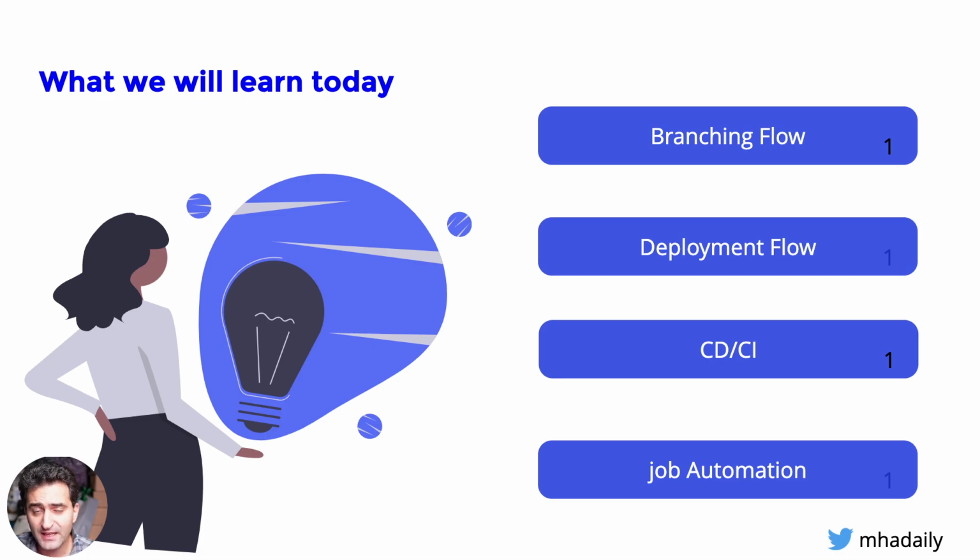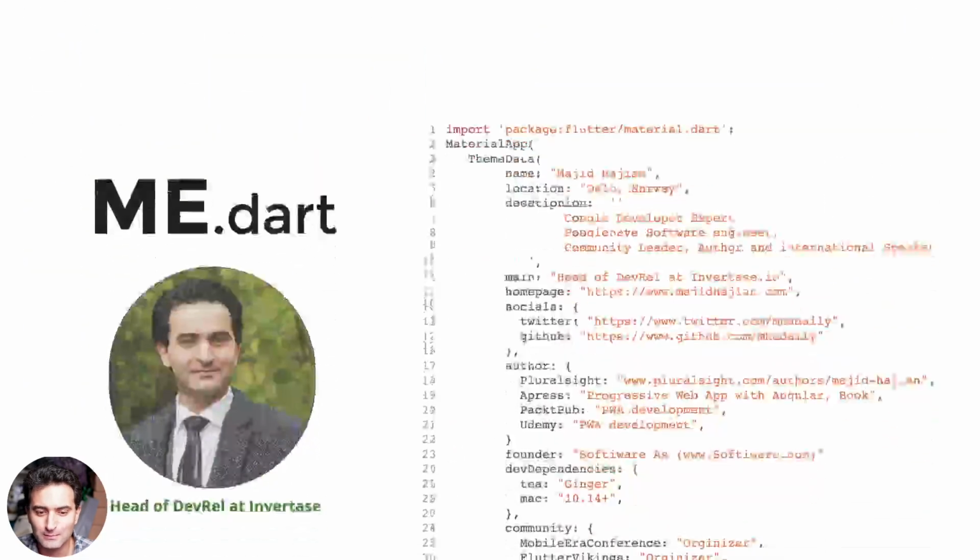In this presentation today, I will walk you through the branching flow, which I think will work pretty well with mobile development, especially Flutter. The deployment flow, and we'll talk about CD/CI, how to make it platform agnostic, and also about job automations that help you get to the market as fast as possible.